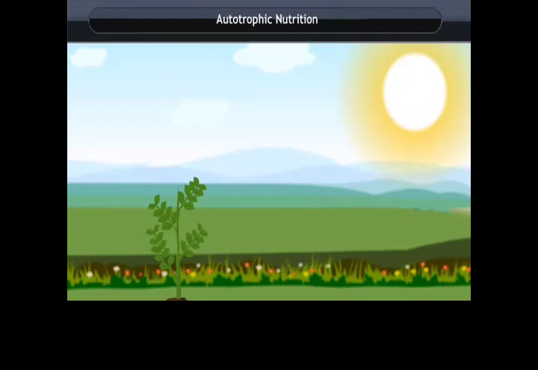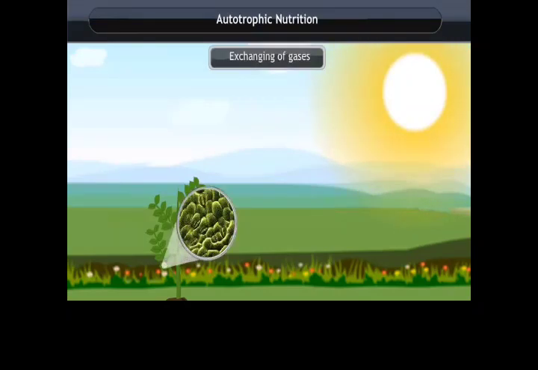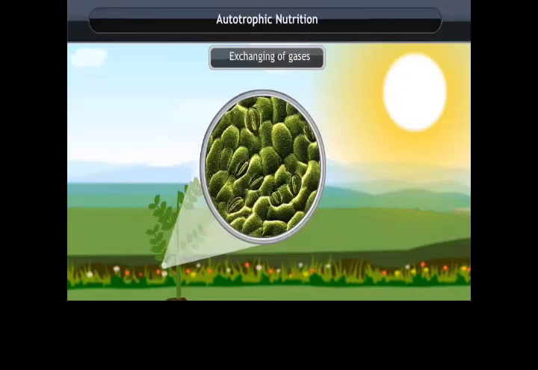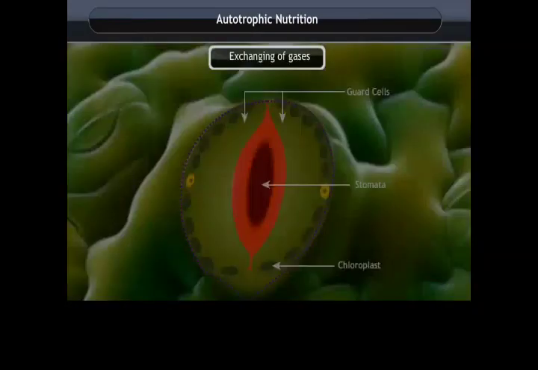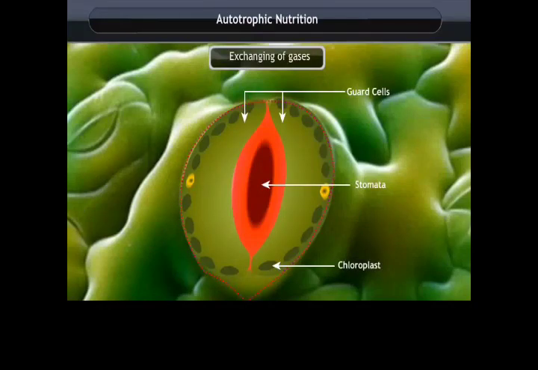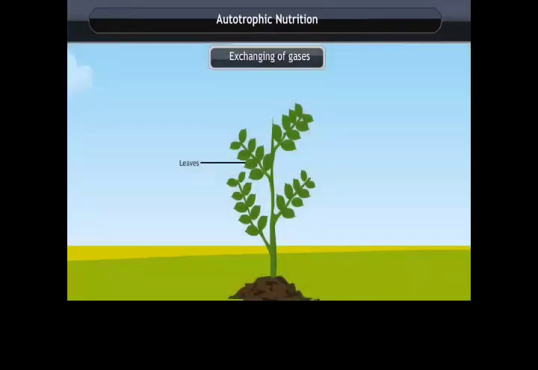Autotrophic nutrition. Exchanging of gases. The exchange of gases occurs in the plant through the tiny pores present on the surface of the leaf. These pores are called stomata. The exchange of gases occurs across the surface of stem and root as well.